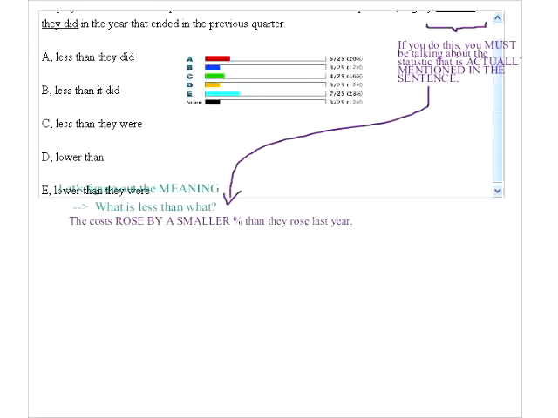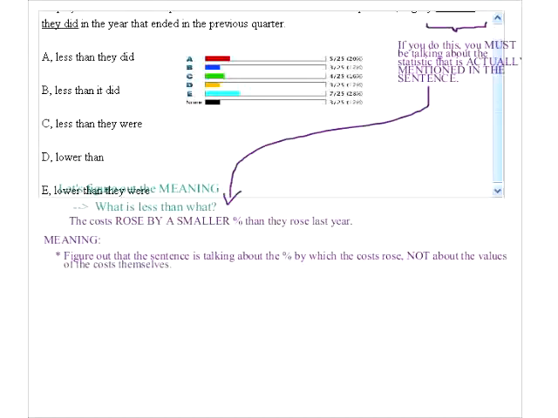So "less than they were" doesn't make sense, because there's nothing to compare this to. So there are two ways to figure out that "than they were" is wrong. There's meaning-wise. You figure out that the sentence is talking about the percentage by which the costs rose, not about the values of the costs themselves. So that's important.